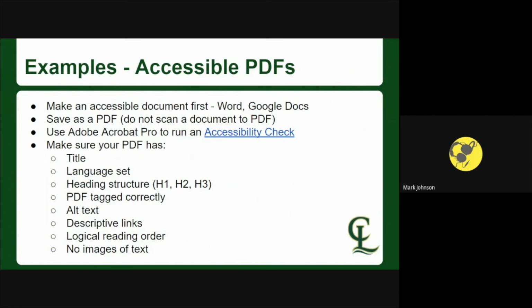And Adobe Pro has been very good about the accessibility checking. If you don't have that, it would be a good idea, or what's it called now? Adobe DC is the newer version of Adobe Pro. Just run any of your PDFs through that to check to see what the accessibility is.